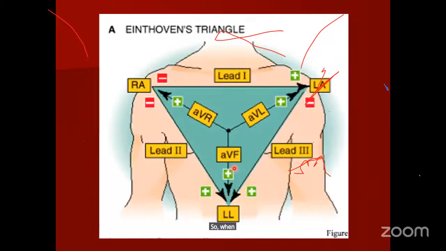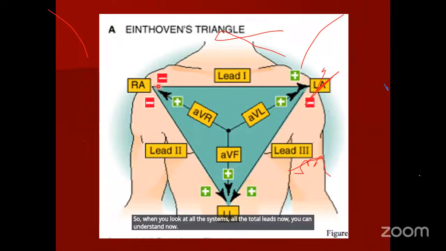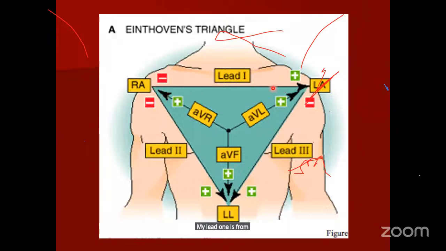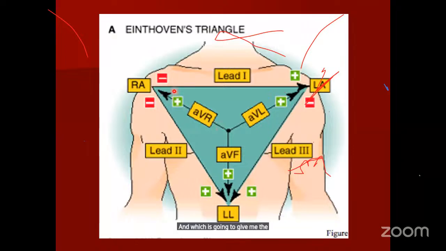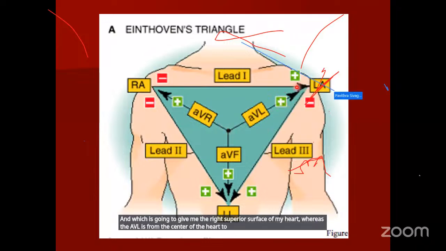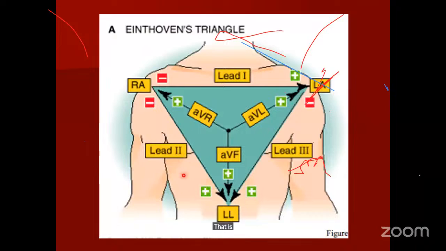So when you look at all the 12 leads now, you can understand: my lead 1 is from right to left, horizontal. My lead 2 is left and inferior. My lead 3 is right and inferior. My AVR is from the center of the heart to the right upper limb, which gives me the right superior surface of my heart. Whereas AVL is from the center of the heart to the left upper limb, which gives me the left superior surface of my heart.